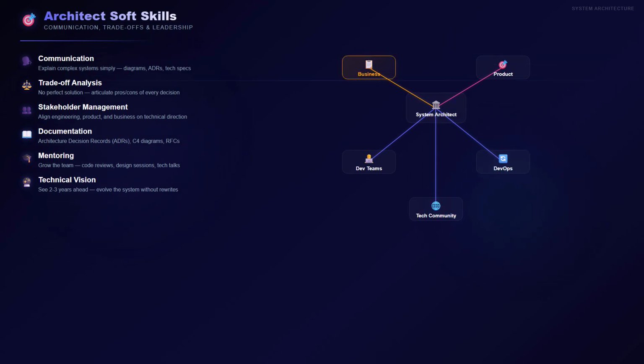Remember, the transition from developer to architect is not a promotion. It's a career change. You trade writing code for designing systems, individual contribution for team impact, and solving problems for preventing problems.